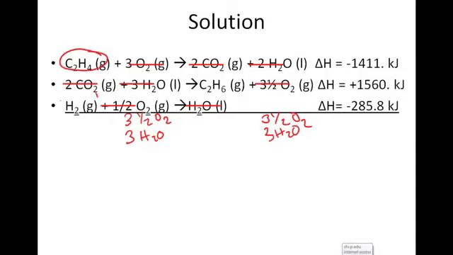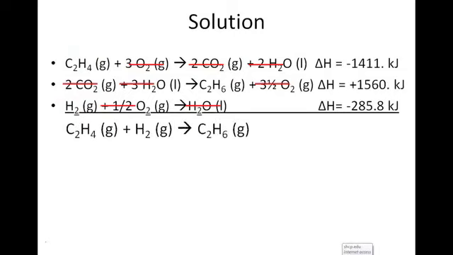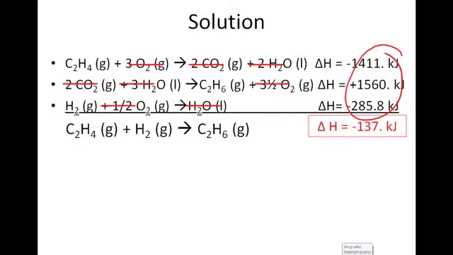Everything else should add up together to get your target reaction. So here's my target reaction, and all I'm going to do is add up these numbers right here. And when I do that, I get negative 137 kilojoules of energy. Now, this means that this reaction is exothermic, meaning that when this reaction takes place, energy is flowing out of the reaction.